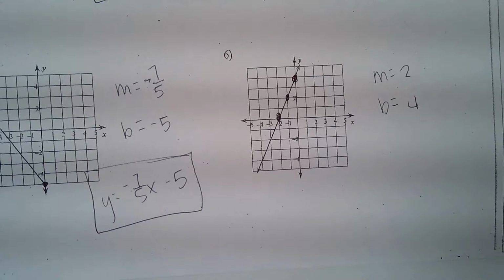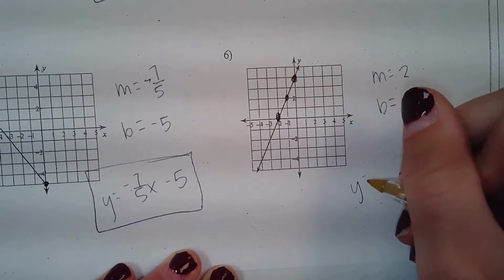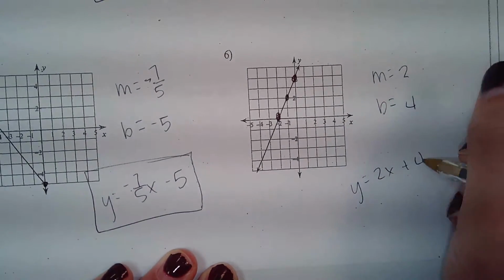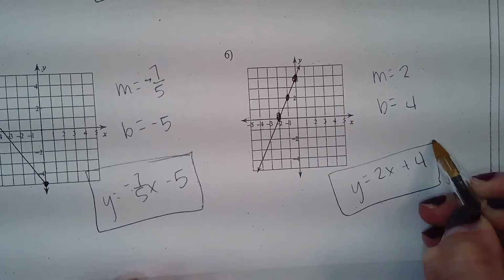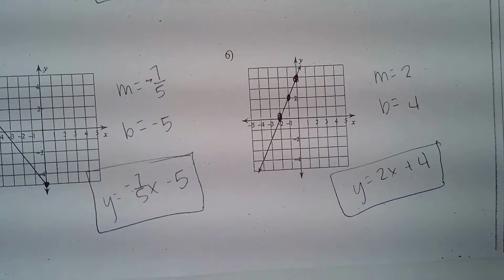How do we write the equation with that line? 2x plus 4. Good. Are we okay with that, y'all? Questions? So we're all good? I think those are the easiest ones, so I hope that we're good with those.